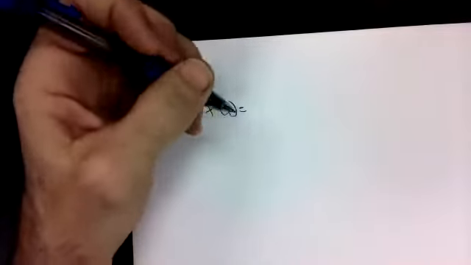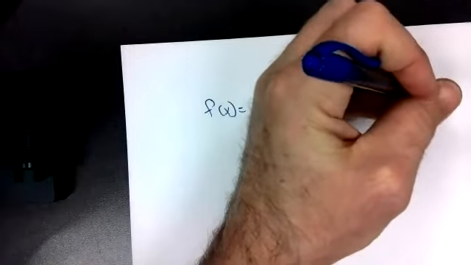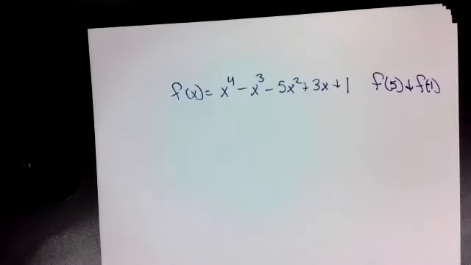They'll say something like, all right, f of x equals x to the 4th minus x to the 3rd minus 5x to the 2nd plus 3x plus 1. Let's do that. And say they want me to evaluate the f of 5 and the f of negative 1. So we're going to do these two problems individually.